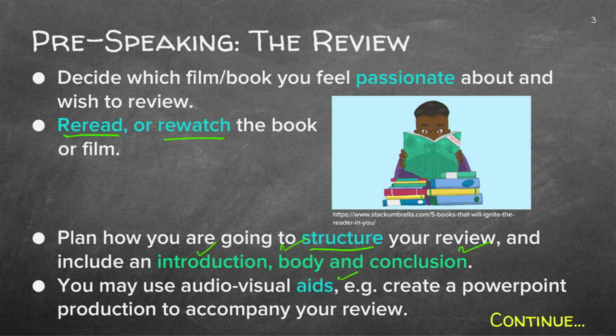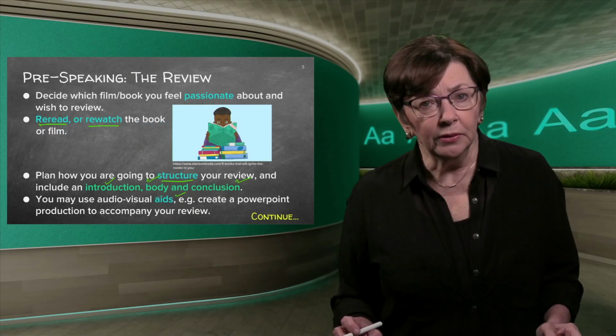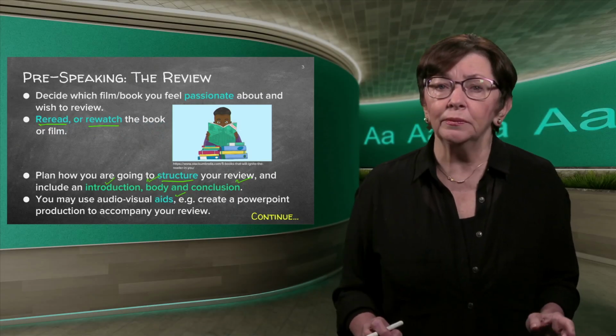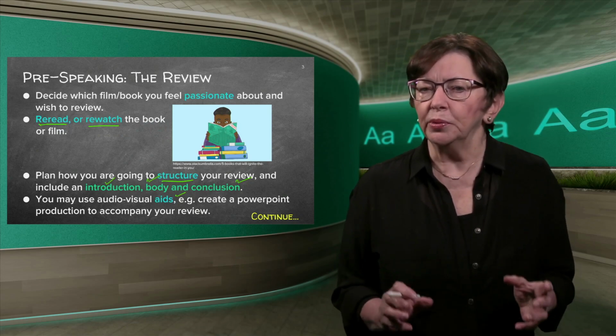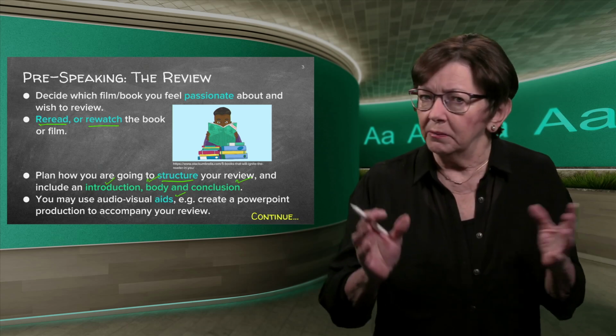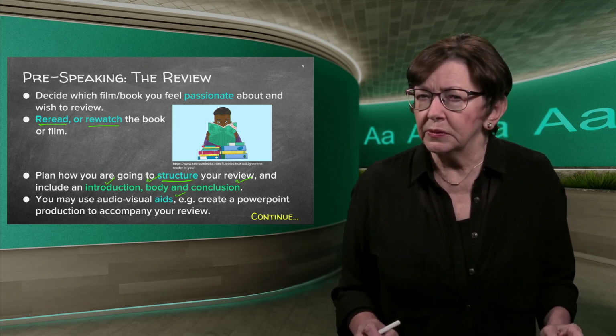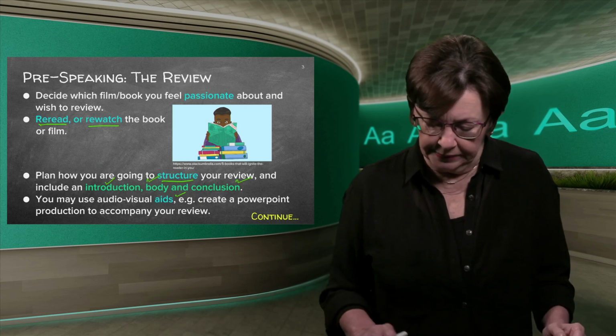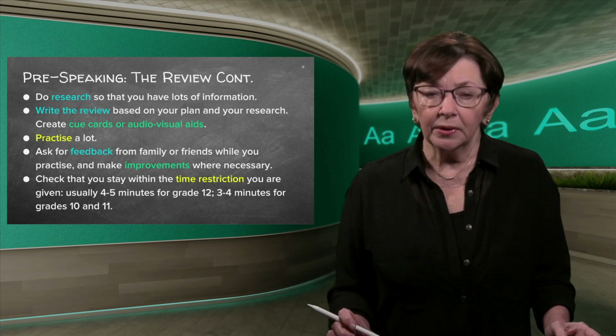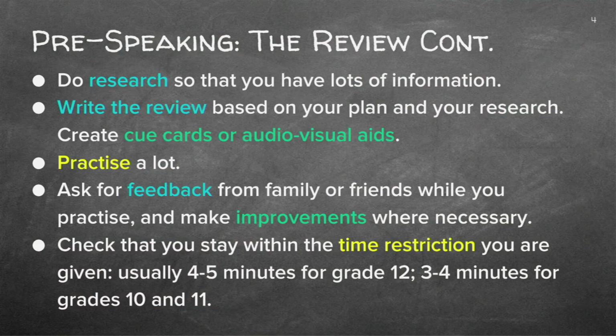Of course, you are allowed to use audiovisual aids. If you are reviewing a film, you can have clips from the film, you can have pictures from the film. If it's a book, there can also be illustrating photographs or something like that. Then you do research about the film or the book so that you have lots of information to choose from. Of course, you're going to select what you're going to use. You write the review based on your plan and your research.